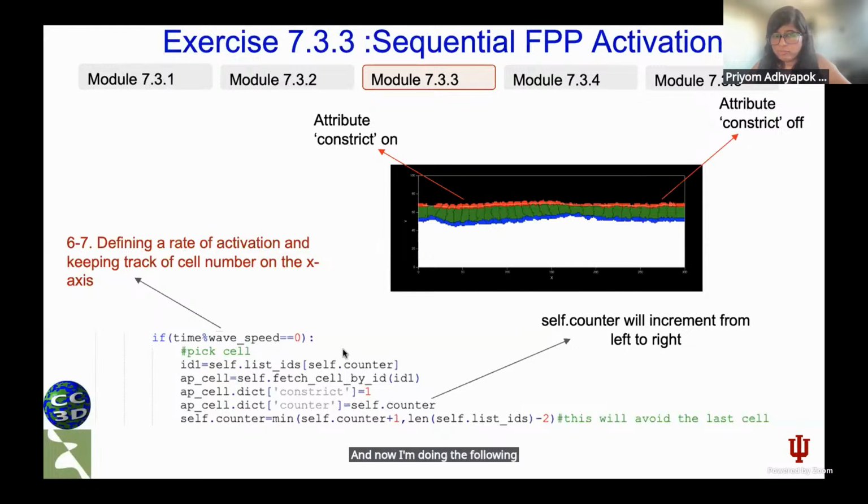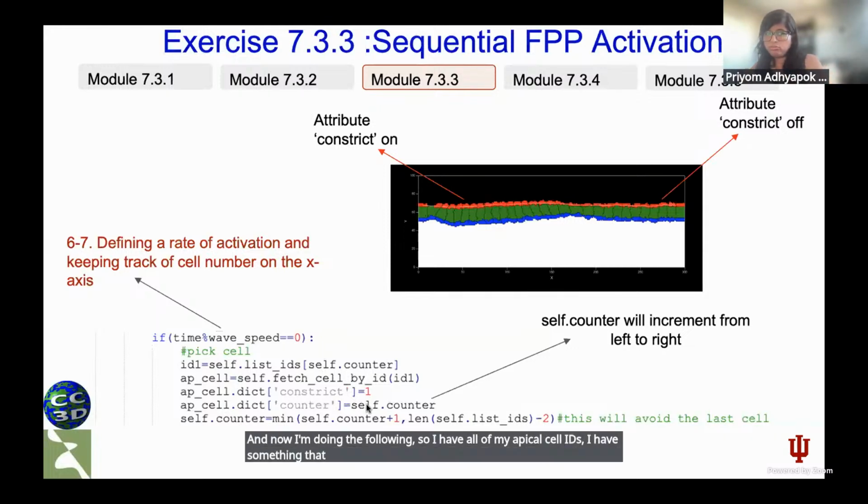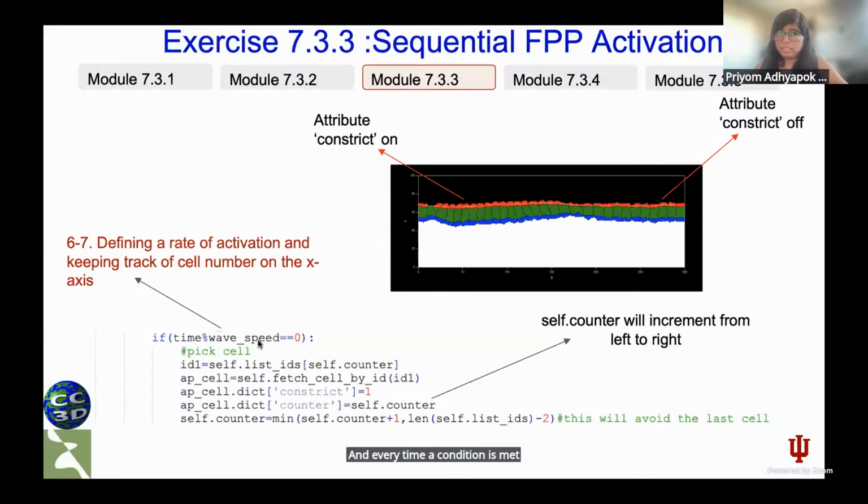So I have all of my apical cell IDs. I have something that goes from left to right. And every time my condition is met, that this wave speed is achieved, I am going to turn the tag on for that particular cell to 1. And then this counter just helps me progress in a particular direction from left to right.